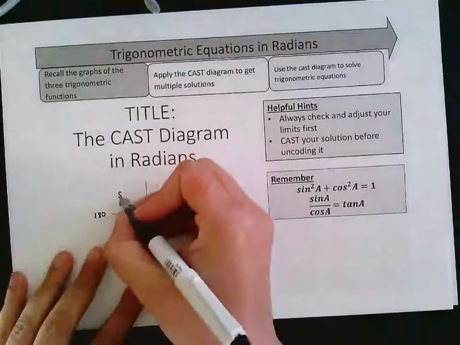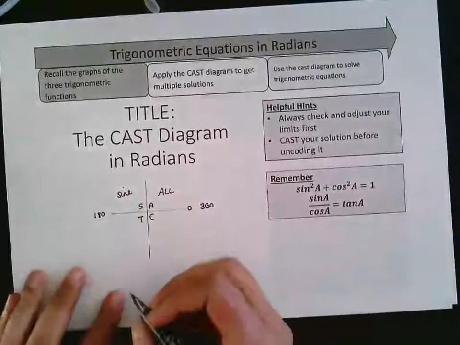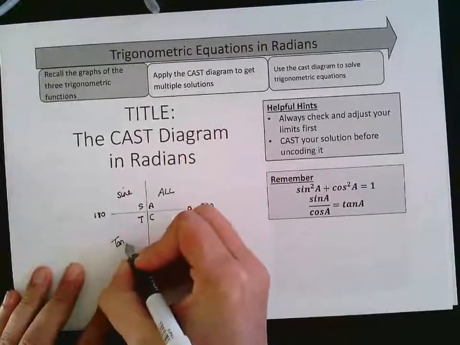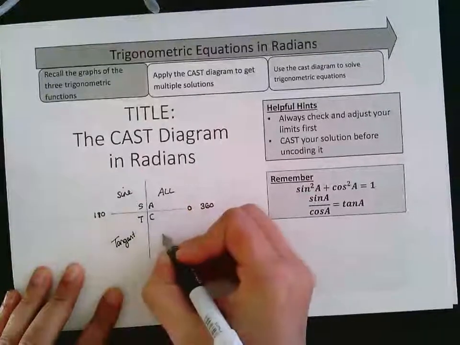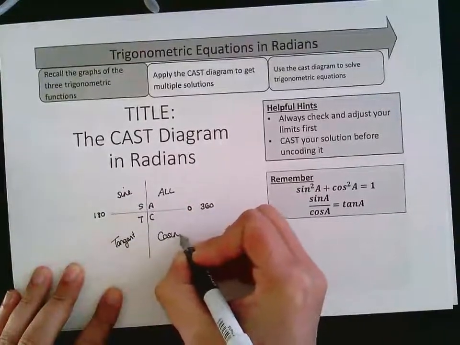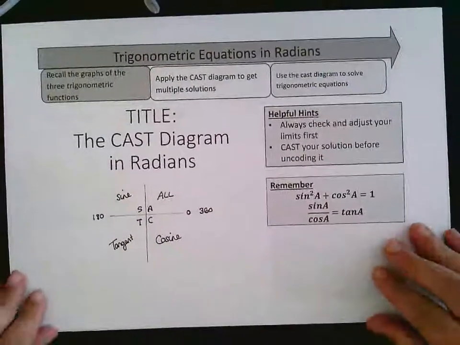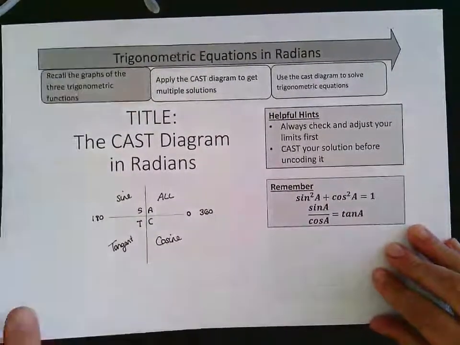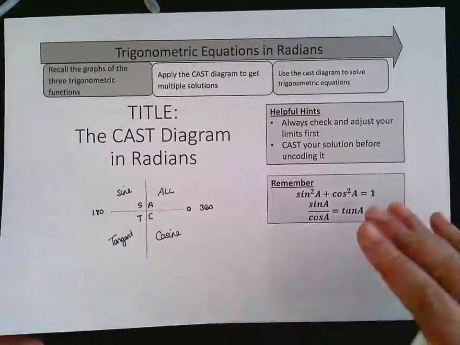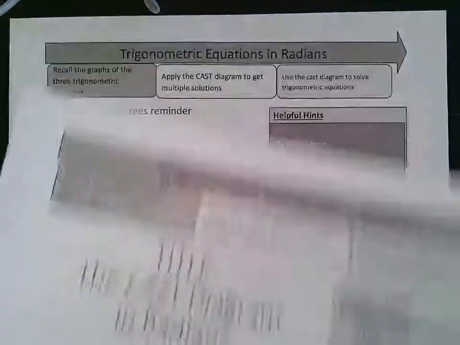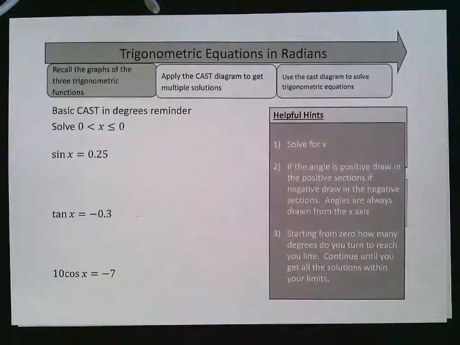Only sine is positive in this section. Only tangent is positive here. And only cosine is positive here. Using this, we're going to go through how to solve using a cast diagram. So first of all, the first 3 examples are just a reminder of how to use it. So from here, we've got 3 equations. We're going to start with the top one.